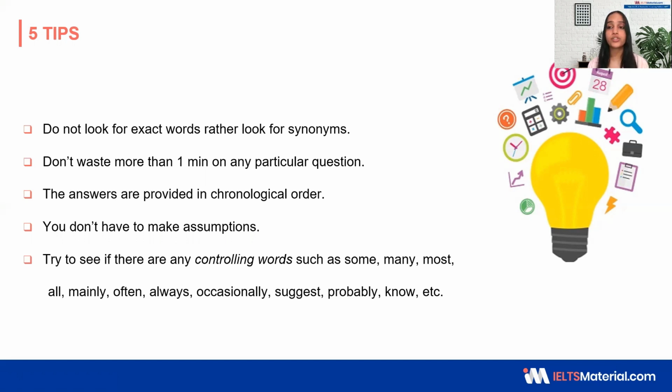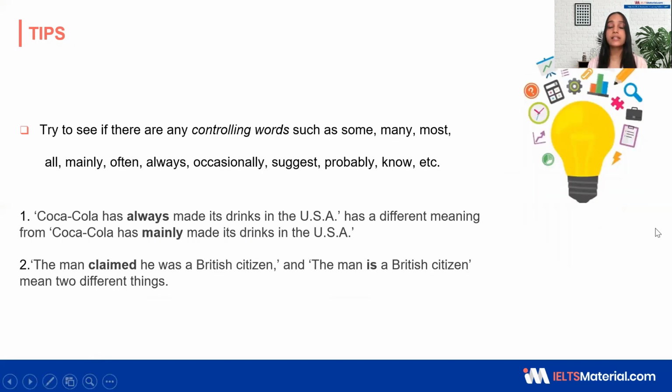Lastly, very important, you need to understand what controlling words are. So there are certain words which can really alter the meaning of the entire statement. Now let's understand this in detail. So there are certain words like some, many, most, occasionally, suggest, probably, no, etc. Now let's understand this better through examples.